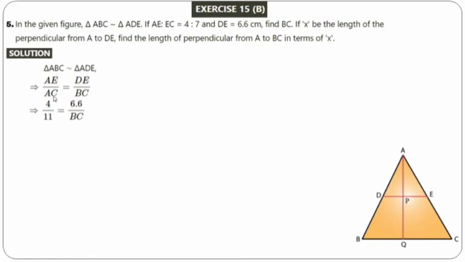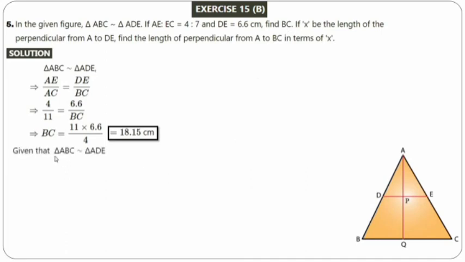Now if I ask you what is AC, AE is how much? 4, and EC is 7. If this is 4 and this is 7, then obviously AC will be 11, since 4 plus 7 is 11. So AE is 4, AC becomes 11. DE is given to be 6.6 centimeter. So find the value of BC from here. It turns out to be 18.15 centimeter. So we got our value for BC.